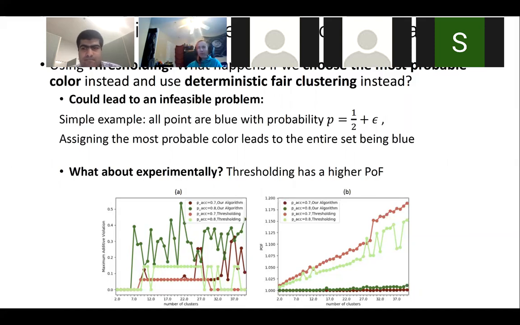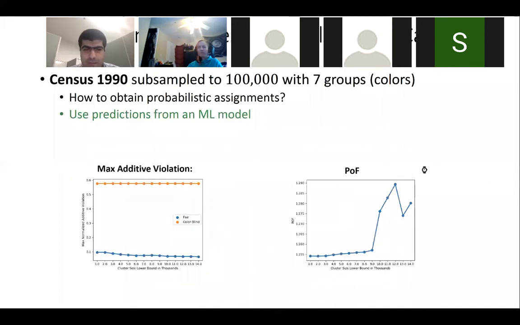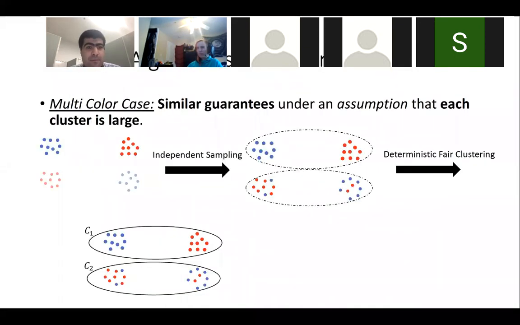Any other questions? Syed, I'm not sure you touched upon this, but what about the more than two color case? Basically we do independent sampling, get the deterministic instance, and solve the deterministic instance. And you get the same violation bounds, the alpha plus 2 and the plus 1? No, actually, not exactly. The violations become proportions themselves, so they're not additive violations. Interesting. So the guarantees are actually not as good.